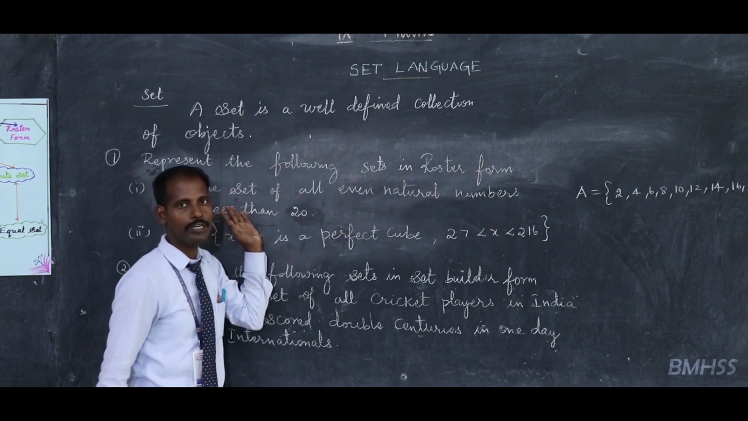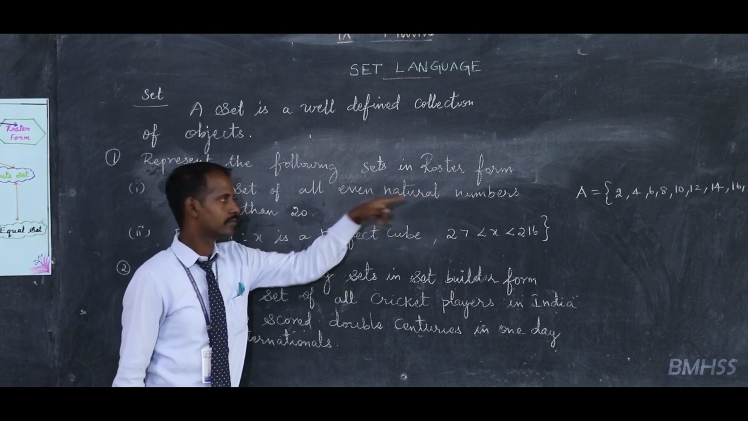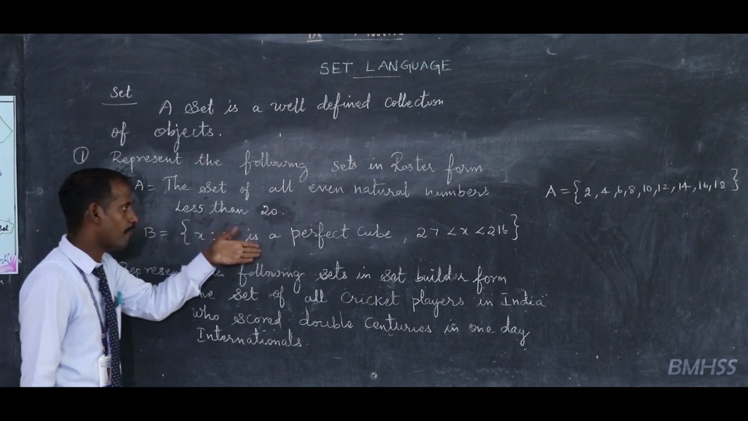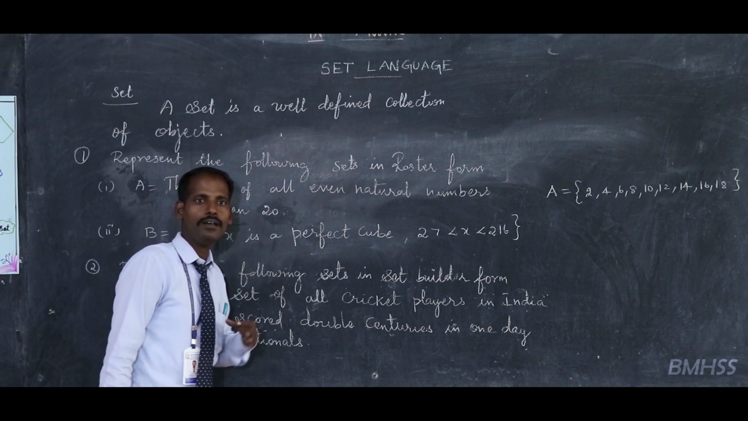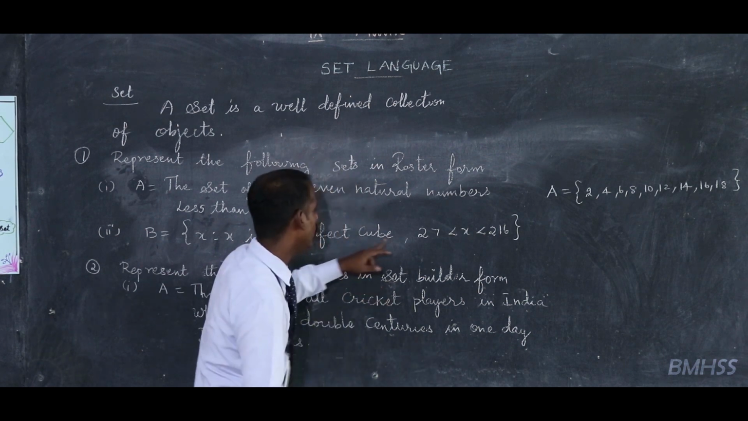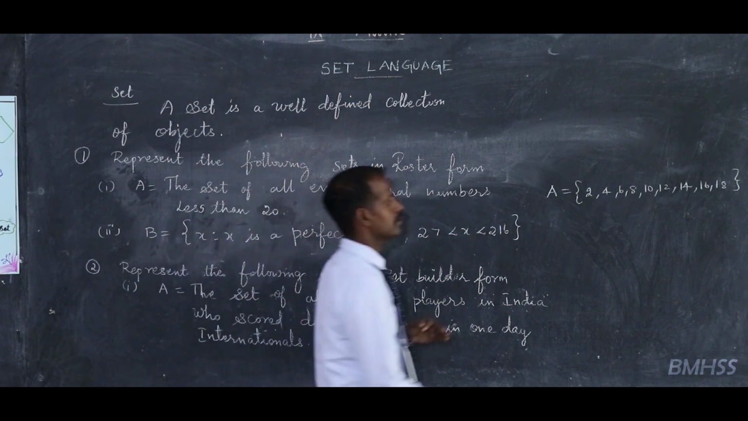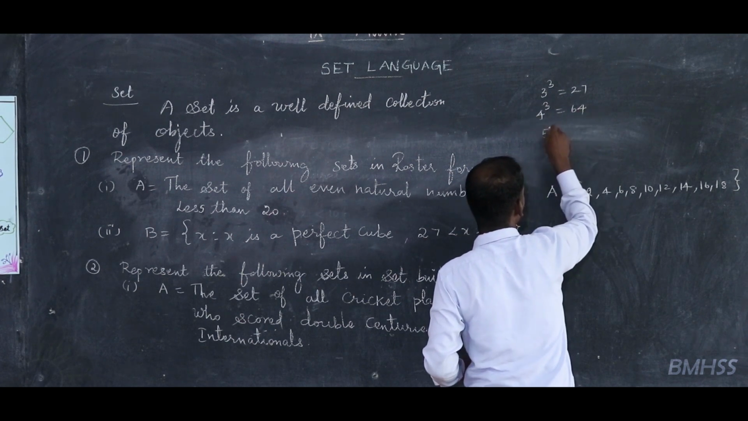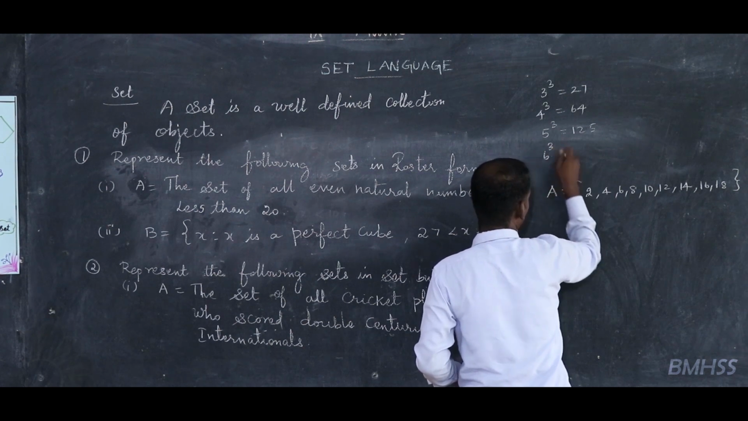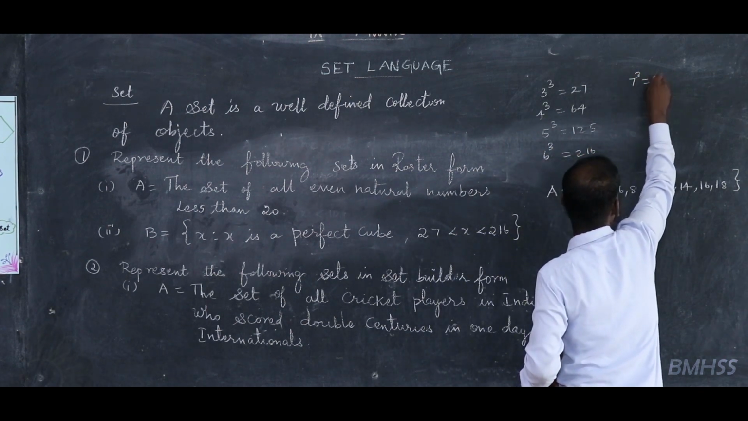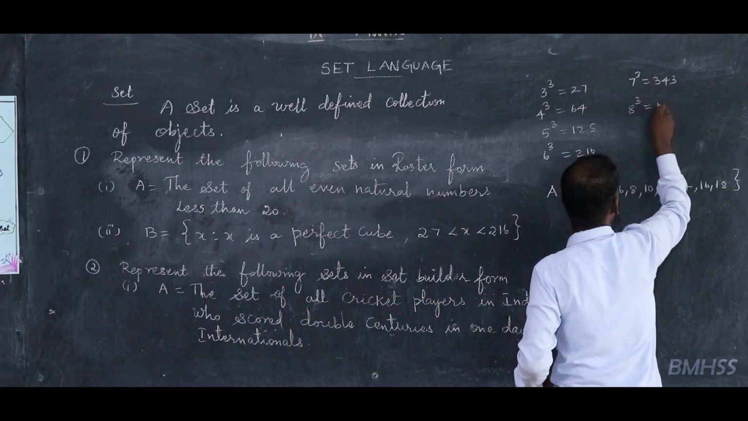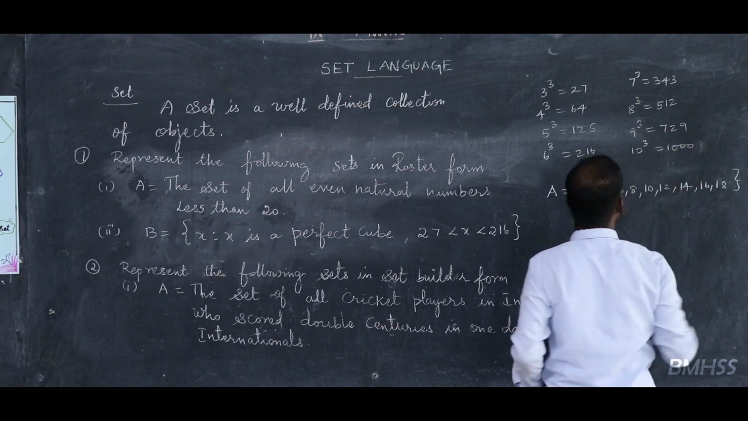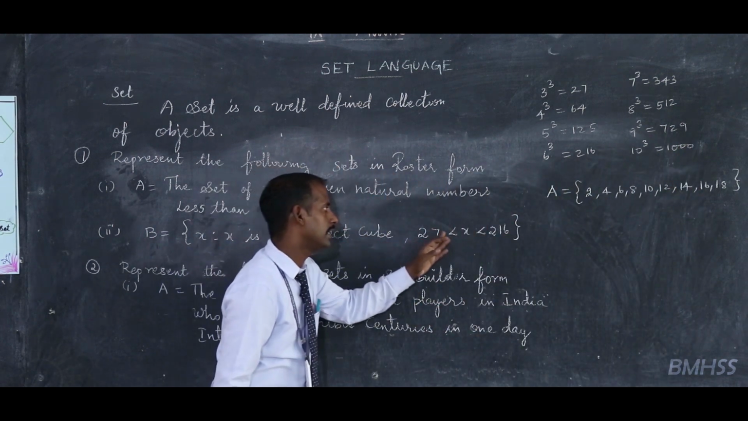This descriptive form. So descriptive form to roster form, how will we write? That is a format. Now second sum, B set x such that x is a perfect cube. What is perfect cube? What is cube? A number multiplied 3 times, that is cube. Here 27, 27 is 3 cube, 4 cube 64, 5 cube 125, 6 cube 216, 7 cube 343, 8 cube 512, 9 cube 729, 10 cube 1000. This is cube.